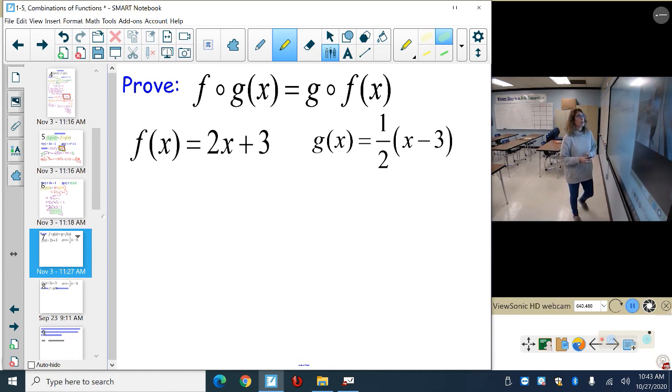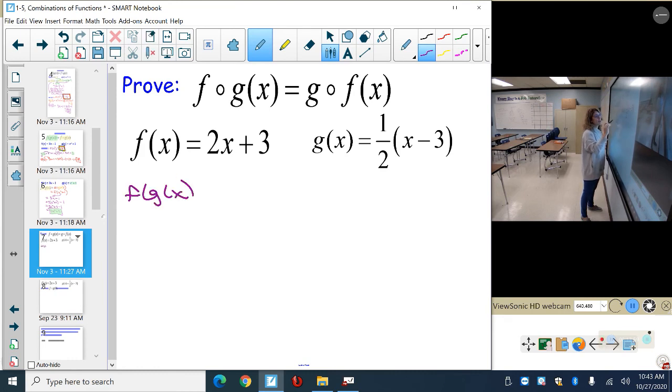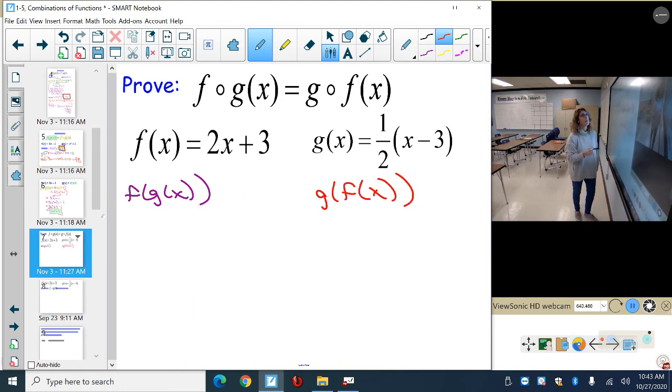Same concept. Prove that f of g of x equals g of f of x. So I want you to do reverse compositions both ways. So I'm going to do f of g of x, and over here, I'm going to do g of f of x. Okay? So if I'm going to do f of g of x, that means I'm going to do f at 1/2 parenthesis x minus 3. Why? Because that's what g is.